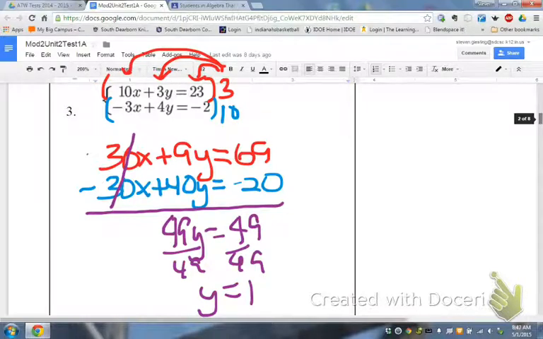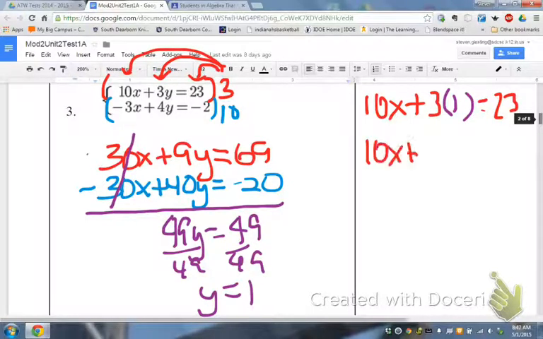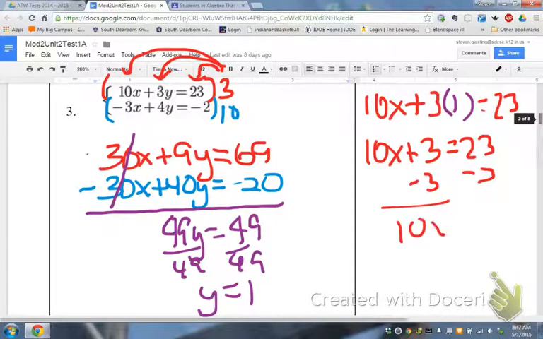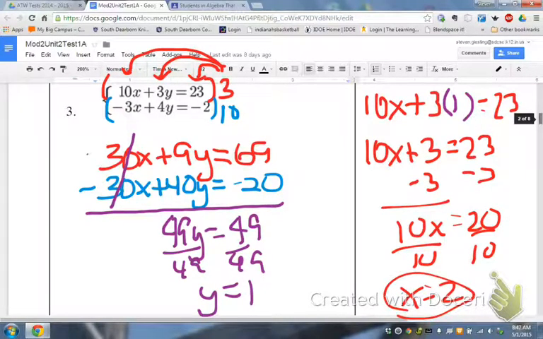I'm going to go to that top equation because it looks better than the bottom. And it's 10x plus 3. Now remember, we just found out that y was 1, so we replace the y with a 1 because that's what substitution means. Replace and put something in its place. So we get 10x plus 3 equals 23. Take away the 3. 10x equals 20. And we find out that x equals 2. So our ordered pair answer, again, is (2, 1).